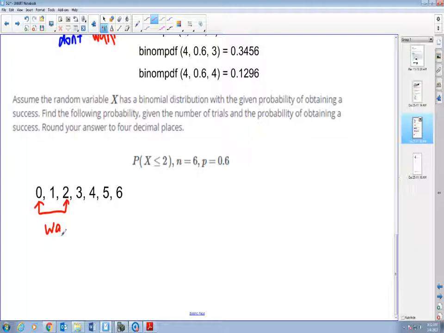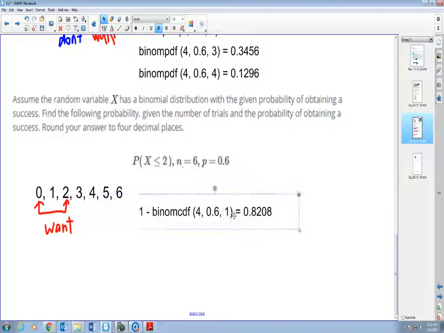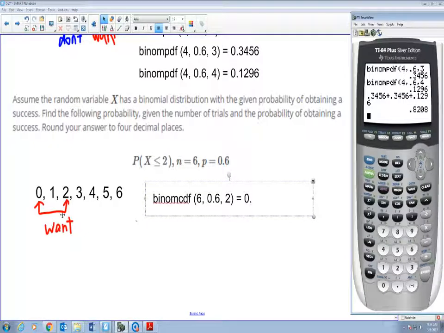So what I want is on the left side, which means the CDF will take care of it, adding from 0 all the way up to what I type in. So this is going to be Binomial Cdf. The number of trials is 6. Probability of success is 0.6, and what I want the calculator to add up to is 2. So I don't have to do 1 minus because what I want is already on the left side. CDF is actually adding up from the left side.